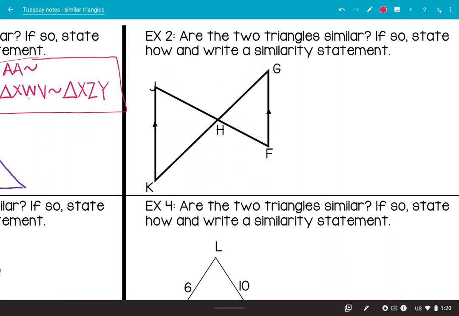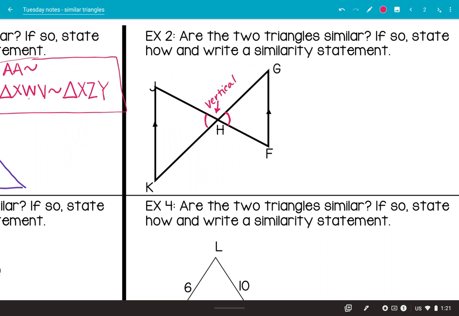All right, so these two are similar. State how they are and write a similarity statement. First thing I see when I see this picture is bow ties. And you guys know me with bow ties, I always think vertical angles. And I just like to put this on here. So these are vertical, so we already know these are equal.